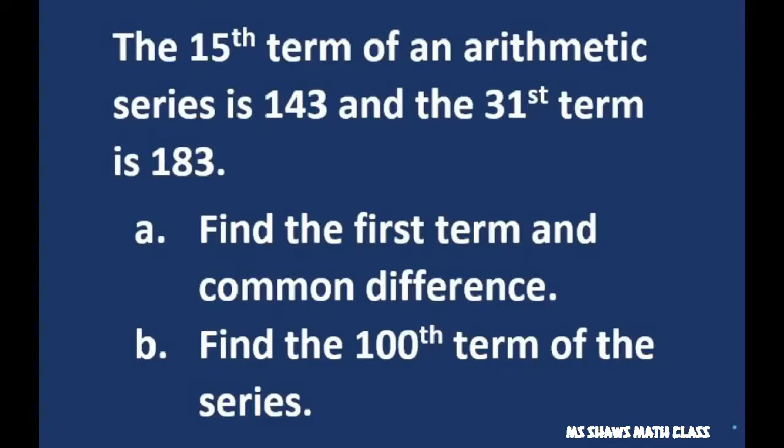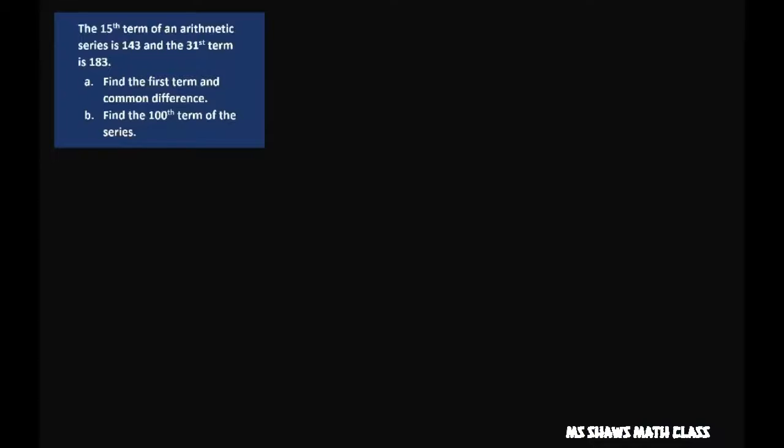Hi everyone. The 15th term of an arithmetic series is 143 and the 31st term is 183. We're going to find the first term and the common difference, and then we're going to find the 100th term of the series. So we'll get started, and we're basically using this formula: a sub n equals your first term plus your number of terms minus 1 times the common difference.